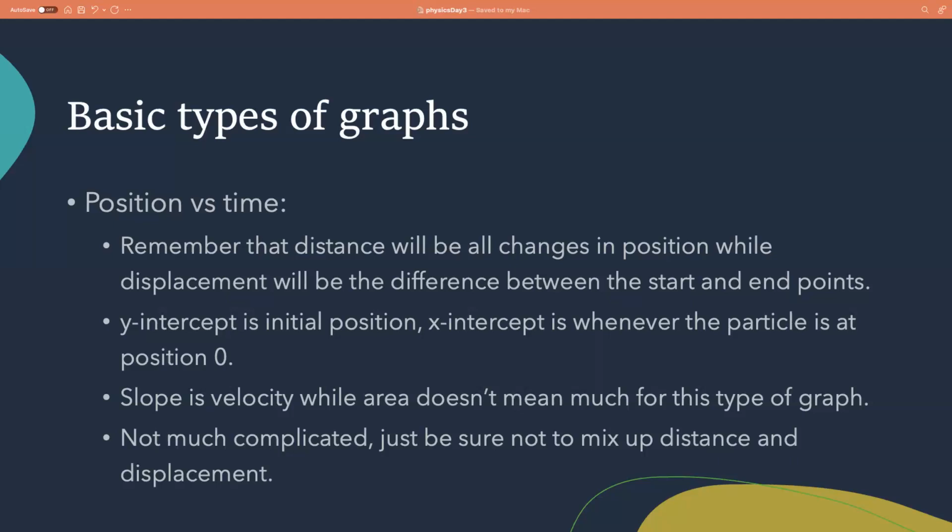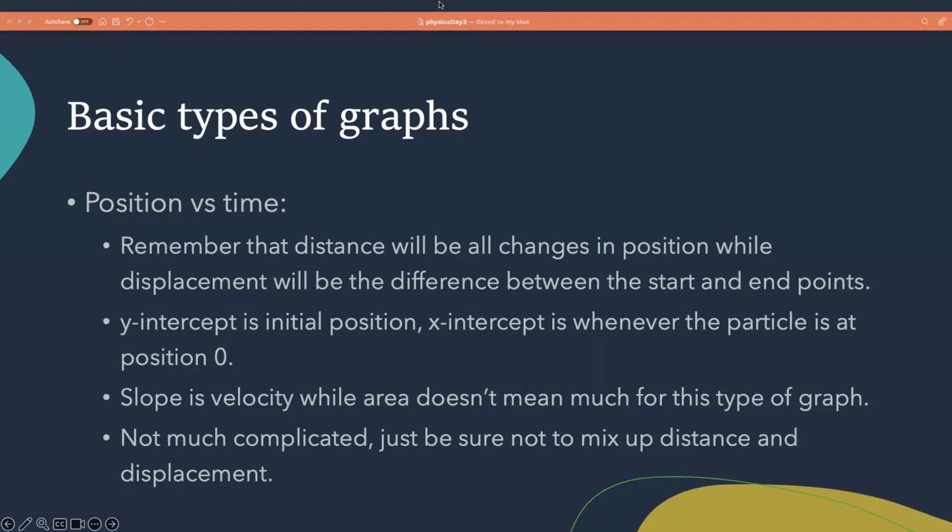This isn't really a complicated graph. Just like I said, don't mess up distance and displacement. Those two are something people consistently have a bit of trouble learning at first. So just making sure you don't mess it up is important.